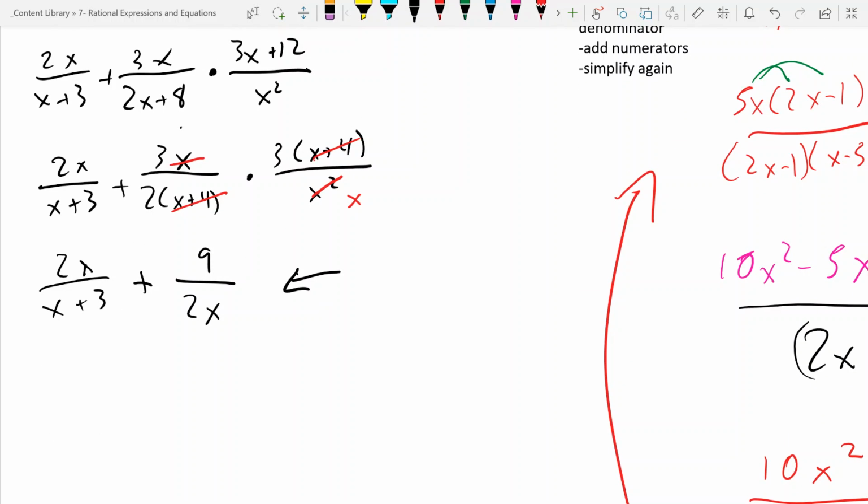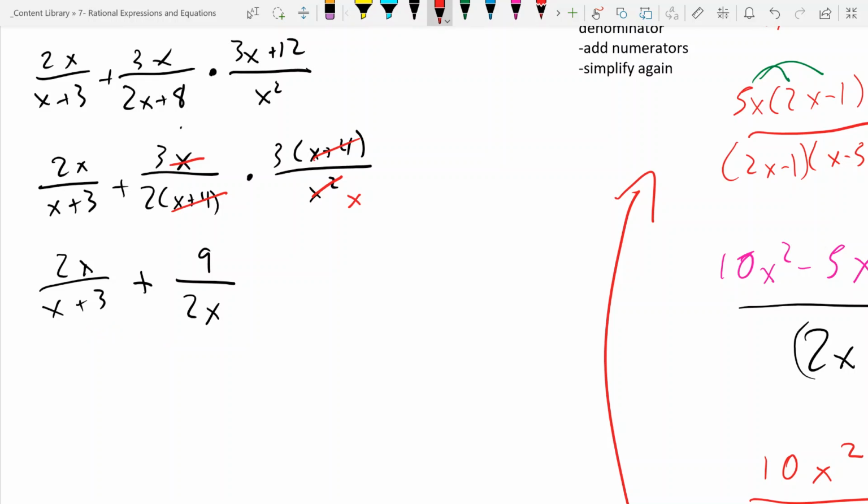Now I have to actually do the addition part. So 2x and x plus 3 don't have anything in common. Some kids might say, oh, I'm going to cancel these out. Be very careful. You can only cancel stuff out like that when you're doing multiplication, which is what we did before. Here, this is addition. So when we're adding, our goal is to make the denominators the same so we can put them together.